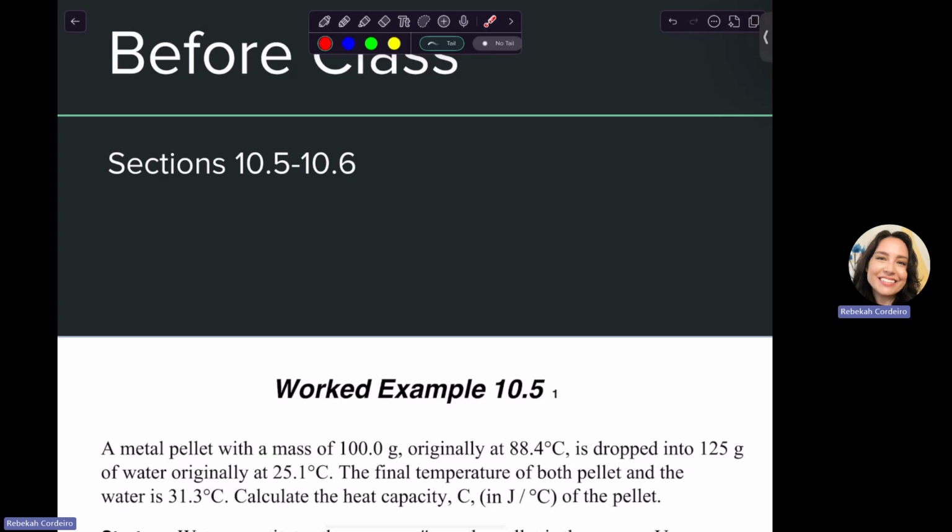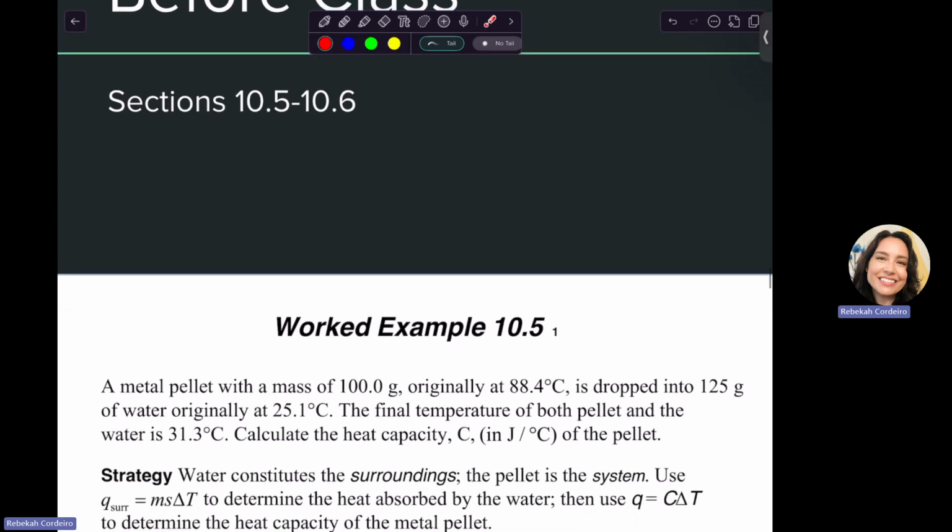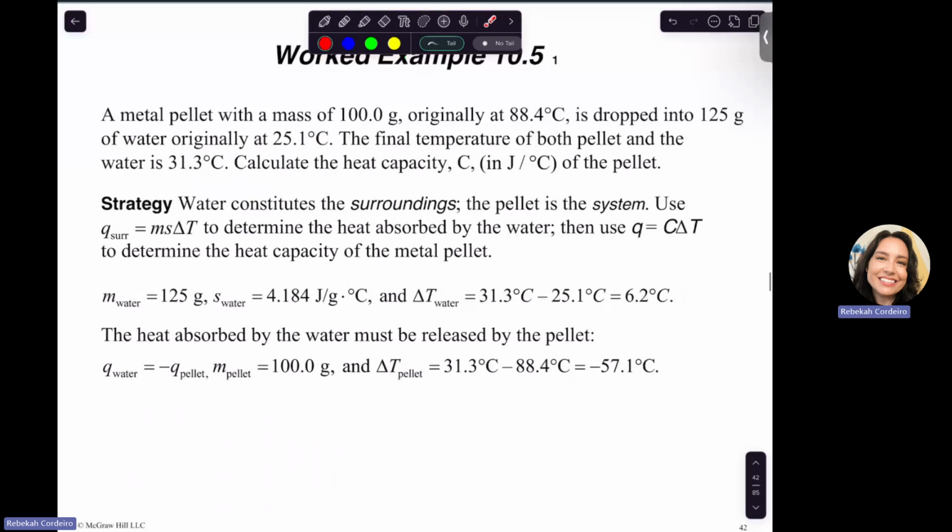All right, so hopefully you paused the video and you tried it. Pay attention to the units here. So what I like to do first is just give out all the information that I have. I know the mass of water, the specific heat of water, the temperature change of water. I know that water and the pellet are opposite in their Q values because one is endothermic and one is exothermic. I know the mass of the pellet, the temperature change of the pellet. I'm asked to find the heat capacity of the pellet in joules per degree C. Notice that it's not asking me for specific heat in grams, so I may or may not need to use that information. We don't always have to use every bit of information that we're given.